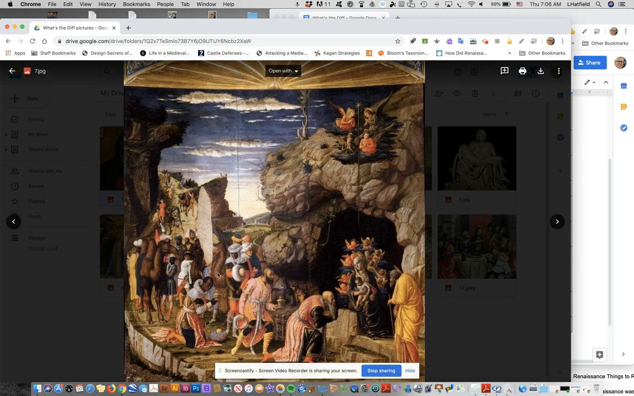So here we have perspective where they're coming down this long hill, and the people in the foreground are larger than the people in the background, and that gives us an idea. Mary looks like she's watching all the people. She's holding her baby in a very natural way. And again, we see all the characteristics of a Renaissance painting here.